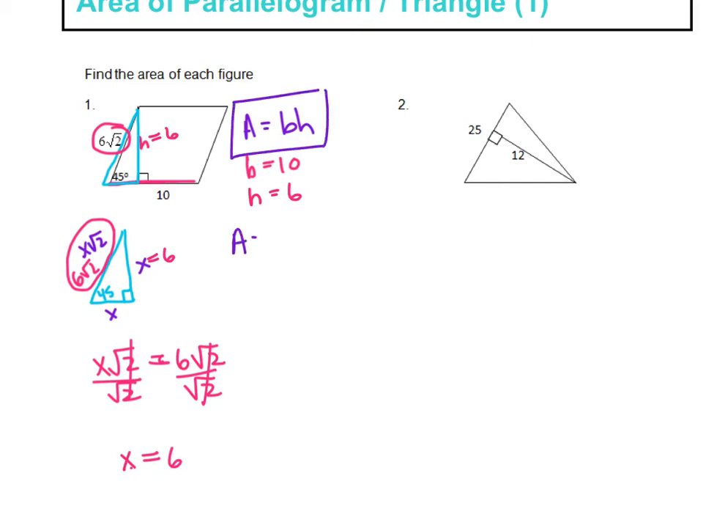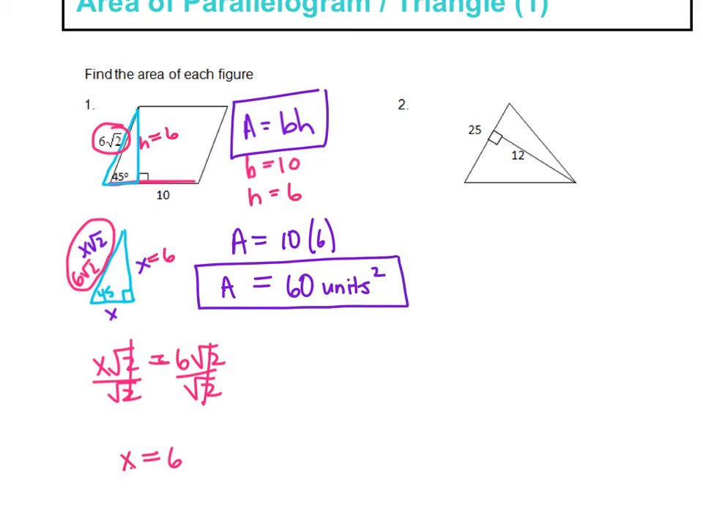So now the area is equal to, we can plug in 10 for the base times 6 for the height. 10 times 6 is 60, and then because we're labeling everything and there's not a label provided, we are going to write in units, and because it's an area, we're going to get that squared. So the area of the parallelogram is 60 units squared.